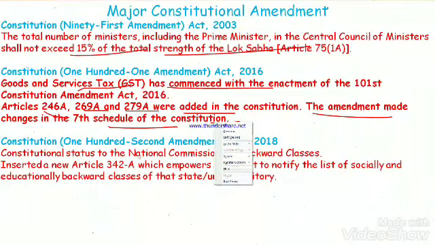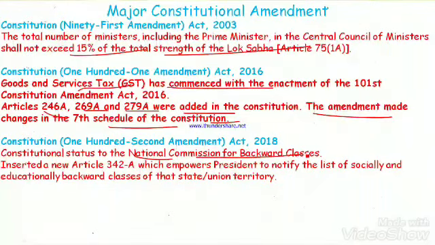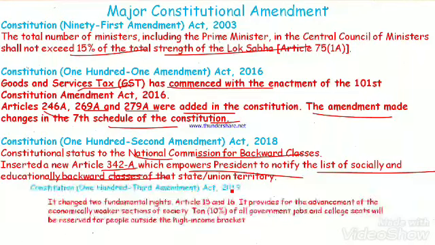Now let's talk about the Constitution 102nd Amendment Act 2018, which gave constitutional status to the National Commission for Backward Classes. It inserted Article 342, which empowers the President to notify the list of socially and educationally backward classes in the Union Territory. It will be given a special status.